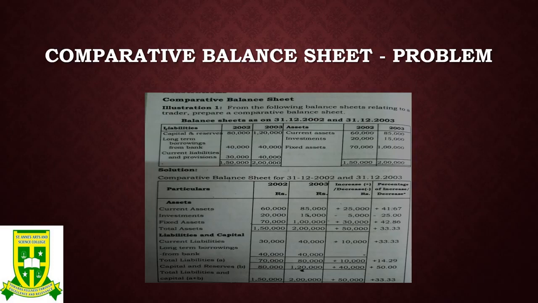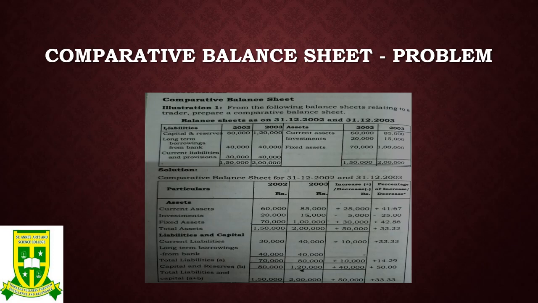In this sum, we are going to see a simple comparative balance sheet. Here, from the following balance sheet relating to a trader, prepare a comparative balance sheet. The balance sheet has been given for 2 years, 2002 and 2003. Under liabilities, you will have capital and reserves, long-term borrowings from bank, current liabilities and provisions. On the asset side, you will have current assets, investments and fixed assets. Before moving on to the solution, you should be thorough with the format of the comparative balance sheet. Only then can you proceed with the sum.